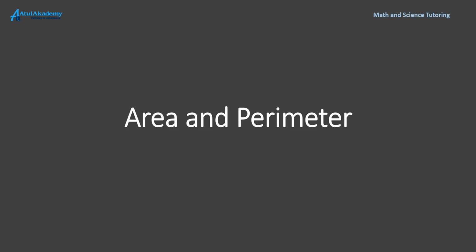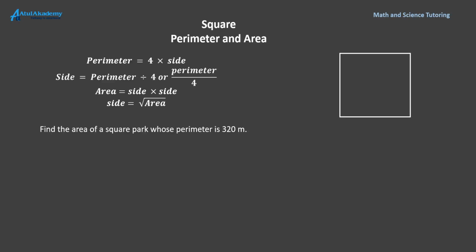Hello students, in this video you will learn about area and perimeter of square and rectangle. A square is a quadrilateral, a four-sided polygon in which all the sides are equal. So we'll quickly do some questions based on the formulas that we have here.